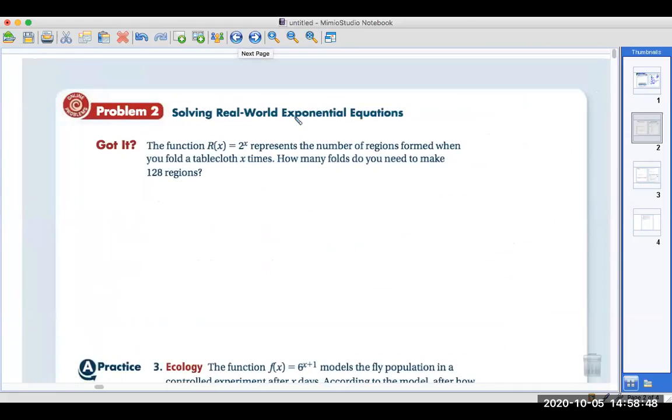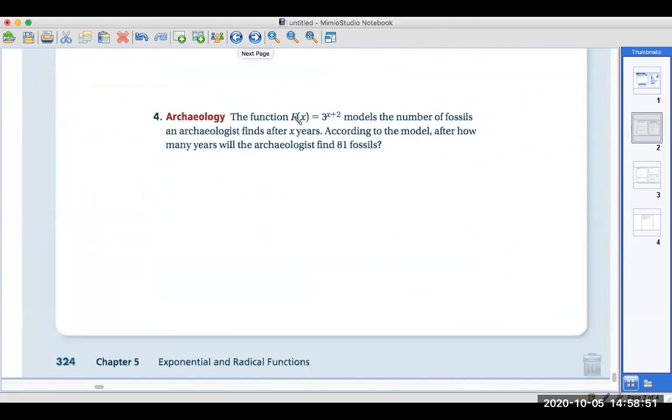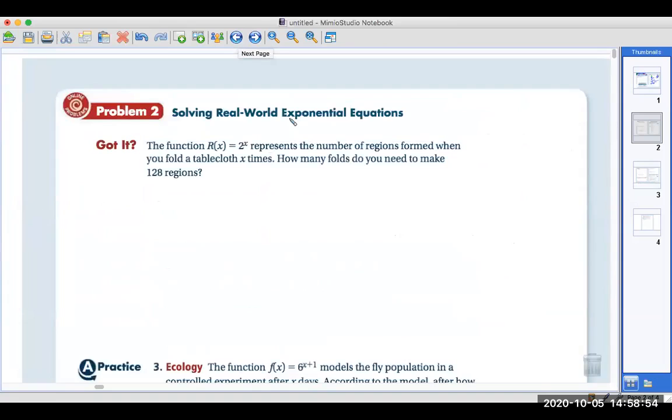Real world exponential equations. We're on page 324. Real world always stands for word problem. Okay, so the function r of x equals 2 to the power of x. It's an exponential function because our variable is an exponent. It represents the number of regions formed when you fold a tablecloth x times, meaning many times. X can be any folds, 1 fold, 2 fold. How many folds do you need? Okay, so how many folds do you need to make 128 regions?